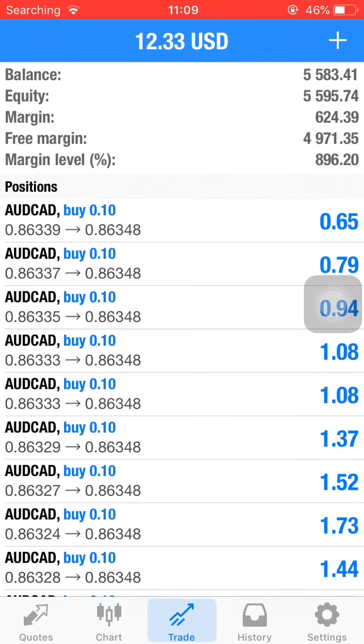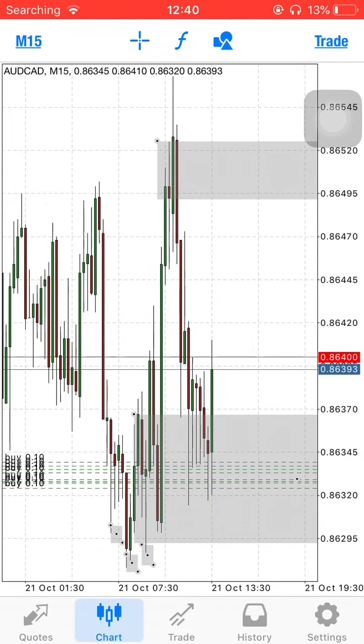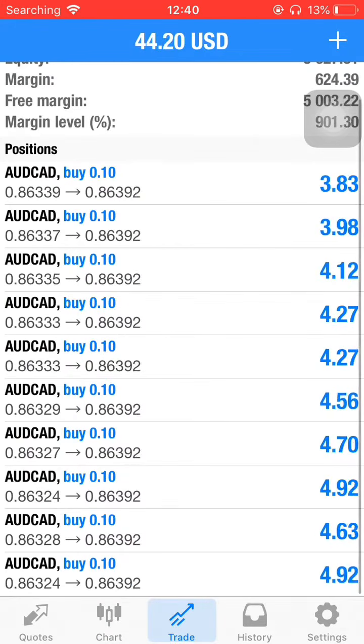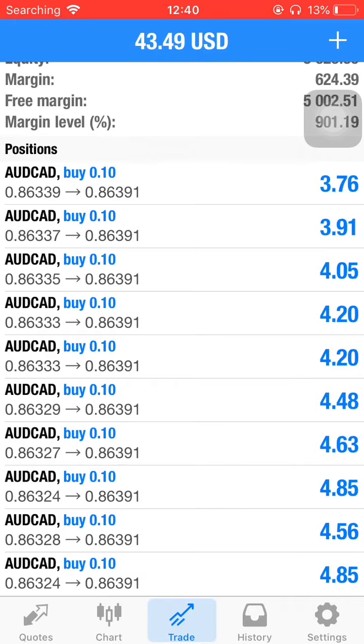We are running in some profits already. Let's see what's going to happen in just a few minutes. We are in profit, as you can see here. We are in some profit already, close to $50.